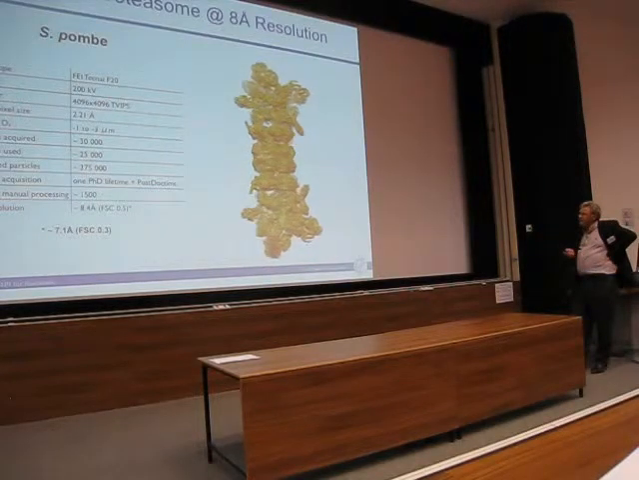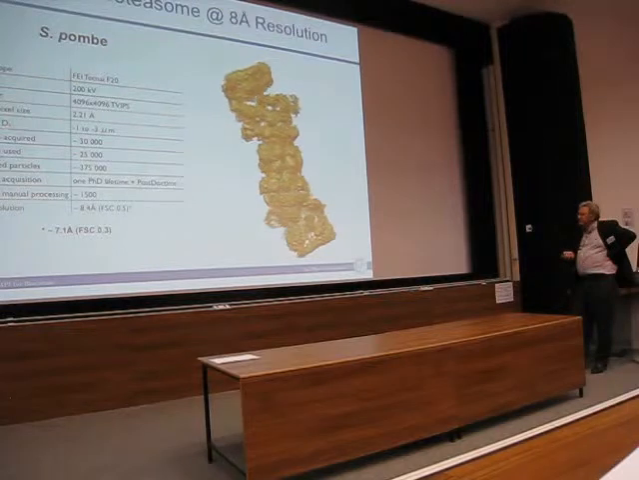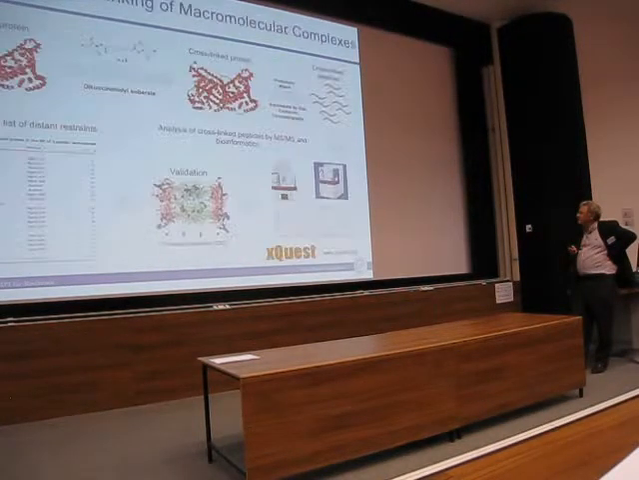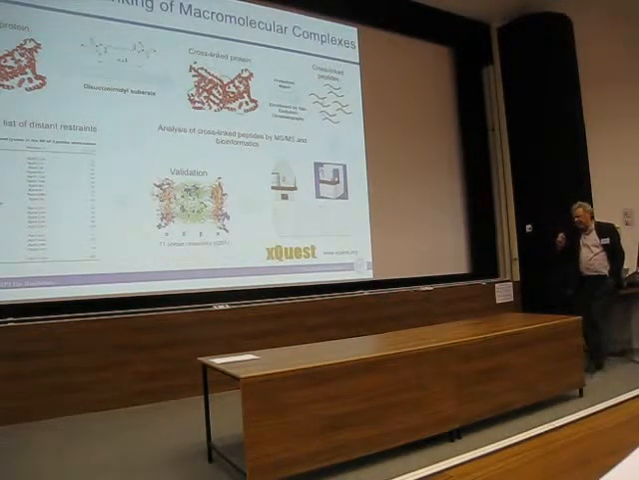Now, we obtained, a couple of years ago, a map at a resolution of 8 angstroms. The data was still collected manually at the time, and so the challenge was to interpret that map and to really position reliably the various subunits. Now, as I said before, that was kind of augmented and supported by cross-linking.